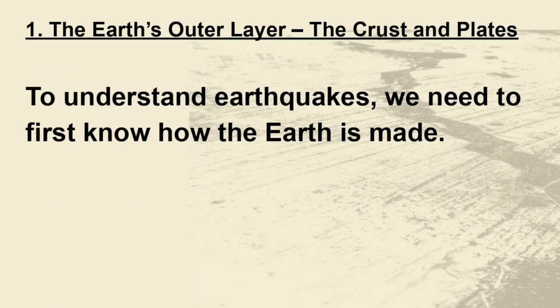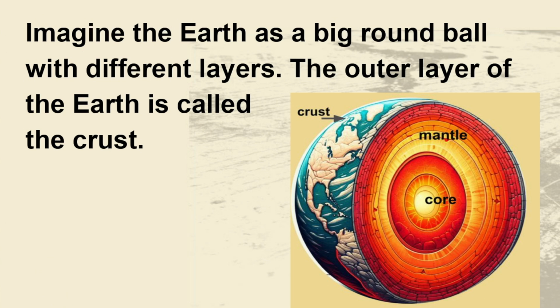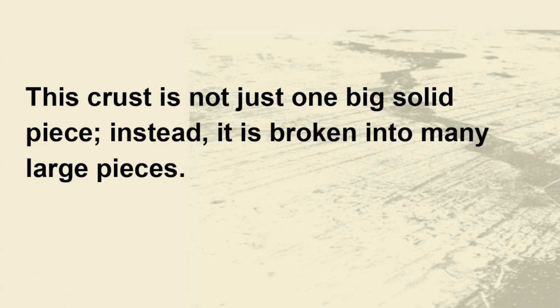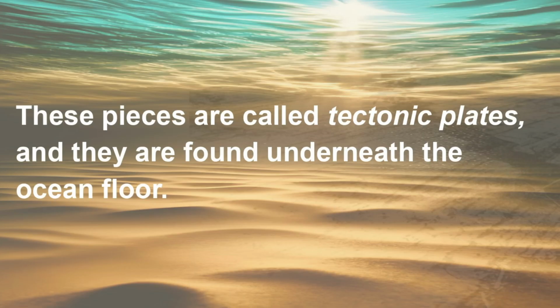1. The Earth's outer layer, the crust and plates. To understand earthquakes, we need to first know how the Earth is made. Imagine the Earth as a big round ball with different layers. The outer layer of the Earth is called the crust. This crust is not just one big solid piece. Instead, it is broken into many large pieces. These pieces are called tectonic plates, and they are found underneath the ocean floor.